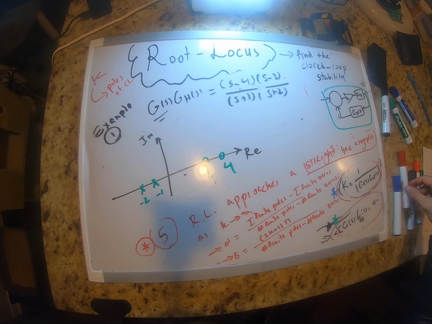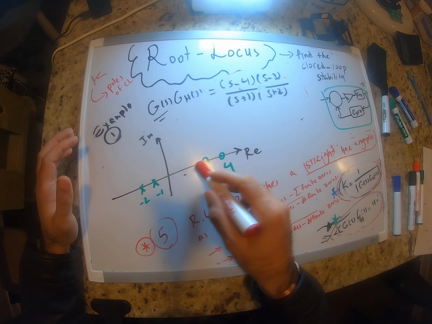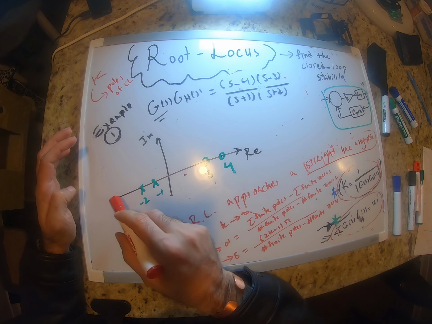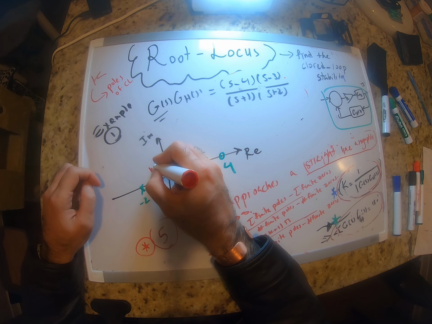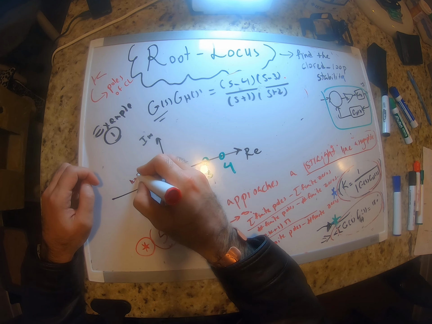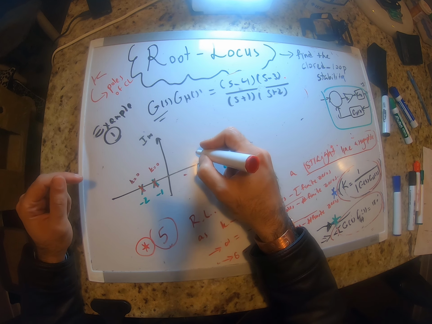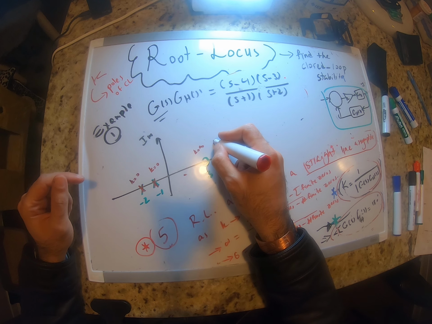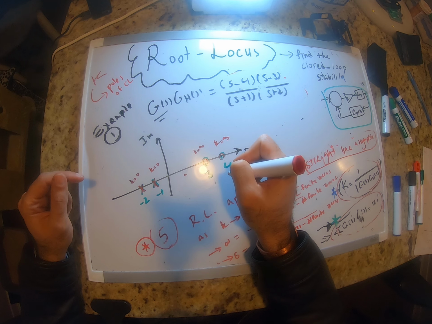So let's again look at that rule that tells us about the location of Root-Lucas branches on the real axis. So first of all, when k is equal to 0, one pole is going to be here. When k is equal to 0, one pole is going to be here. We're going to have 2 poles, right? As k goes to infinity, one of the poles is going to be moving here, and the other one is going to move here. Okay.